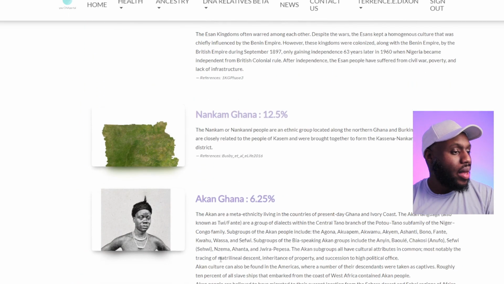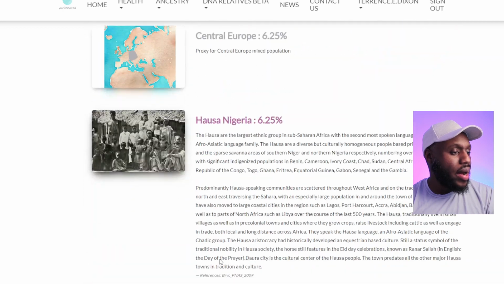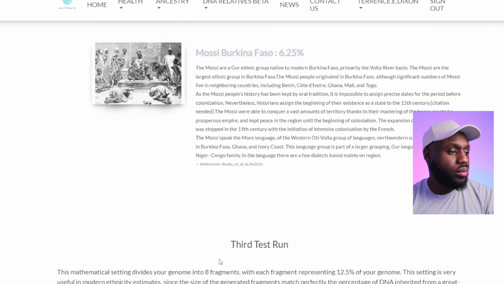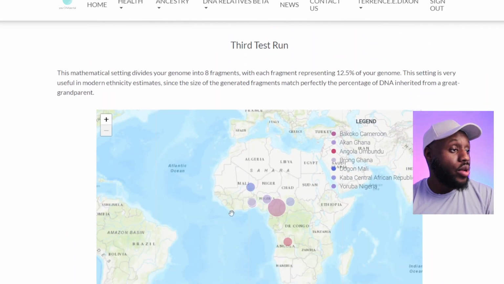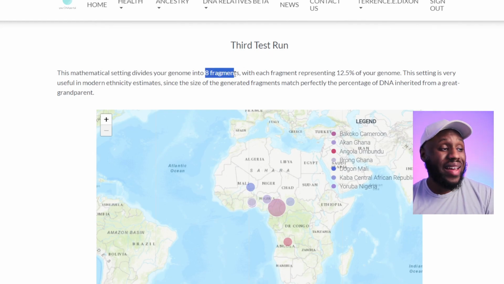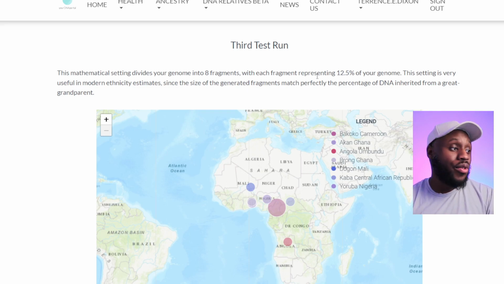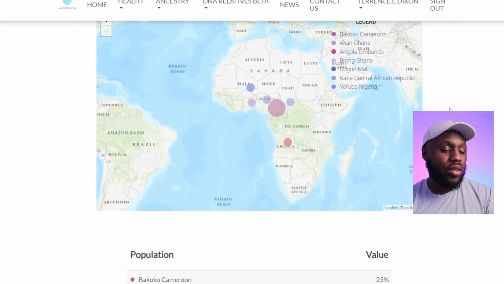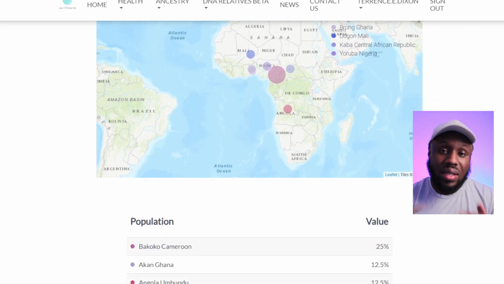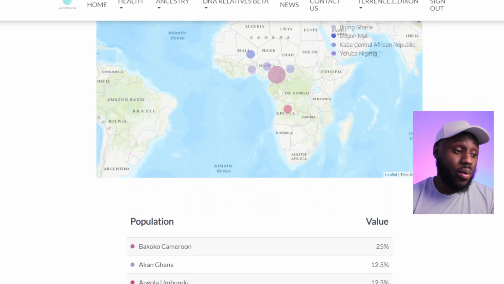Right, and we'll go down to our next run, the third run. So now our genome is being broken up into 8 fragments, and that represents 12.5% of our genome, and that perfectly matches with the DNA inherited from a great-grandparent. So now we're at the great-grandparent level, and the DNA that we get inherited from them.